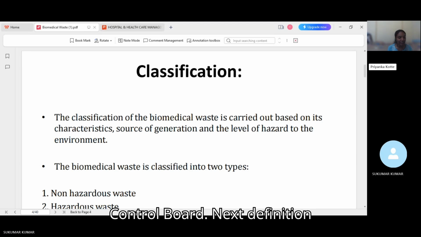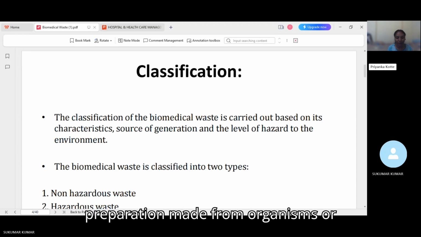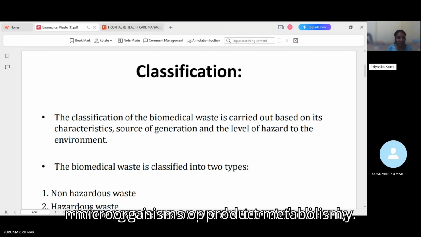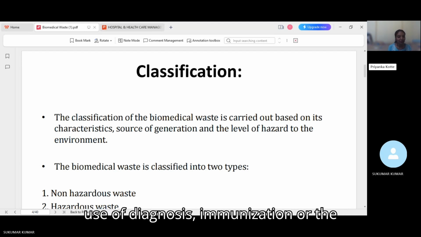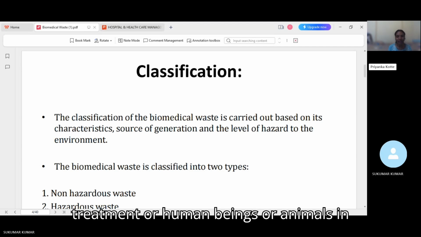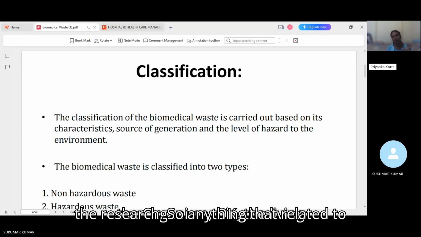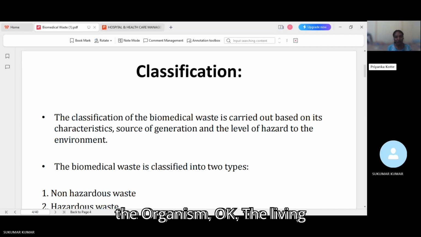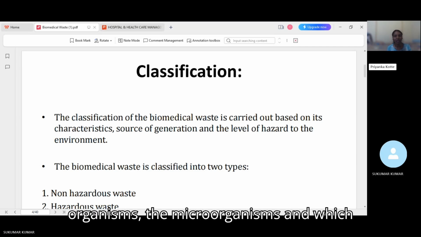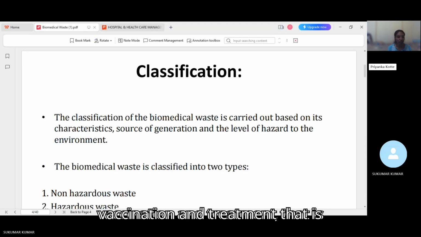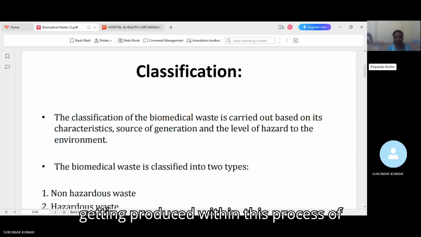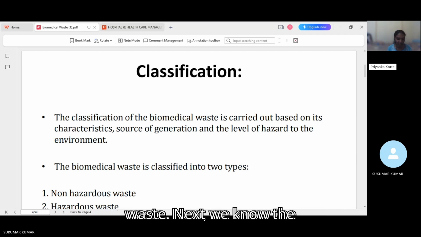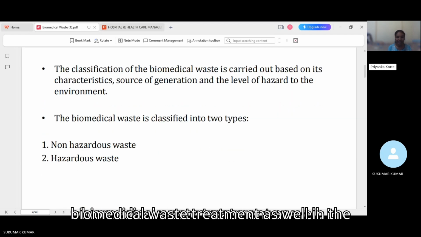Next definition is biological. Biological means any preparation made from organisms or microorganisms or product of metabolism, biochemical reactions intended for the use of diagnosis, immunization, or the treatment of human beings or animals in research. So anything related to living organisms, microorganisms, and which undergoes the process of immunization, vaccination, and treatment, that is biological. Any waste that is produced in this process of treatment, we call it biological waste. Next, we know the biomedical waste, and we know the biomedical waste treatment as well.